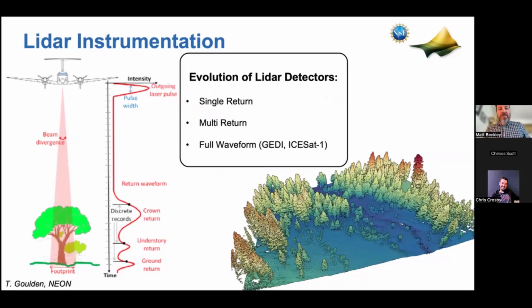So some of the newer campaigns that are out there that are using full waveform are NASA's GEDI mission, which is on the International Space Station, and ICESat-1, which studied polar ice caps. That was a full waveform LiDAR mission.